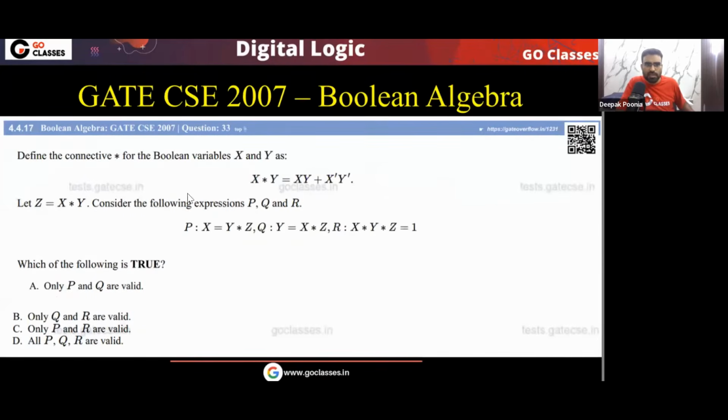Let's solve GATE CS 2007 question. Define the connective star for Boolean variables x, y as follows. So this definition is given to you. A new connective has been defined. A new definition has been given to you.